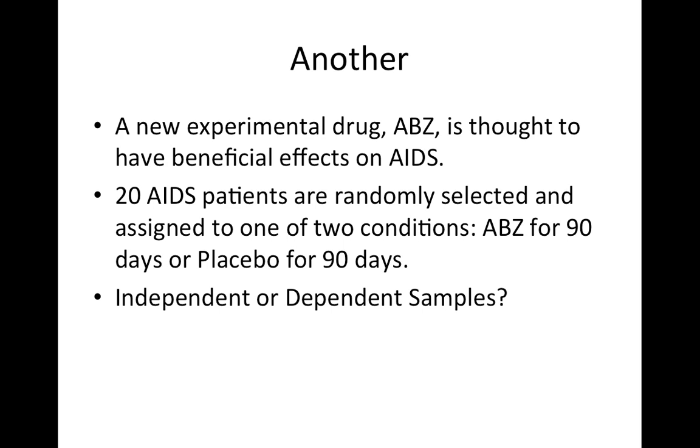There's no relationship between these patients. They're not brothers, they haven't been matched, they're independent. Now, yes, all of these participants in this study have AIDS, so you could say they're related because they have AIDS, but that's not the type of relationship that we're talking about. We're talking about, have they been matched? Is there something that makes them the same or similar or related? In this case, there's no relationship, so this is an independent sample design.